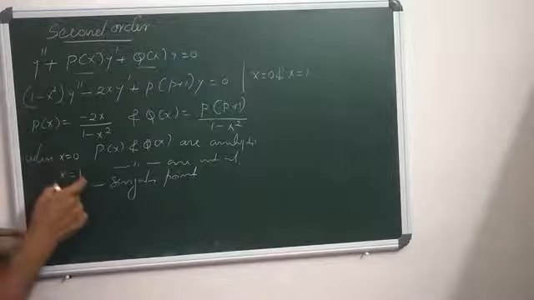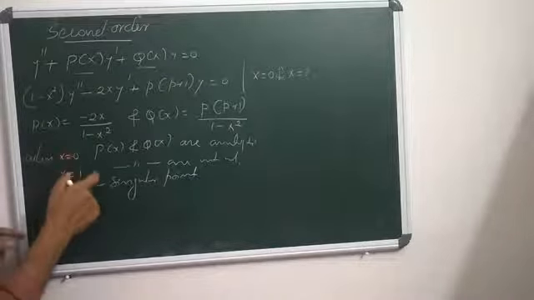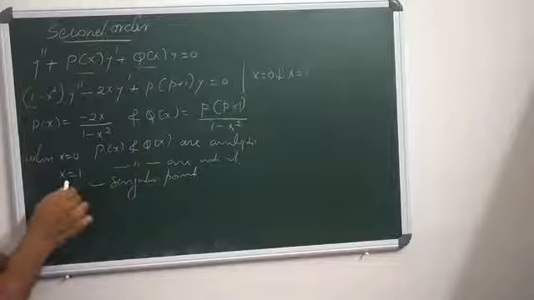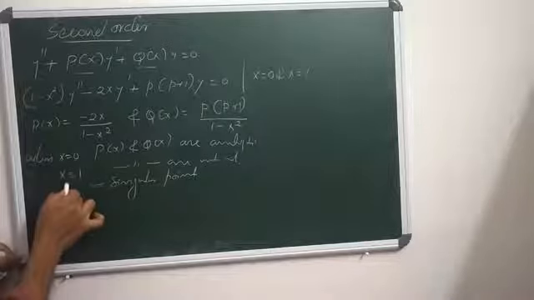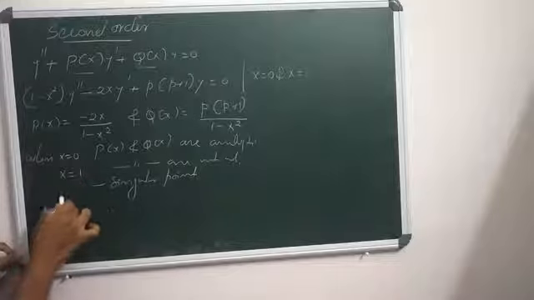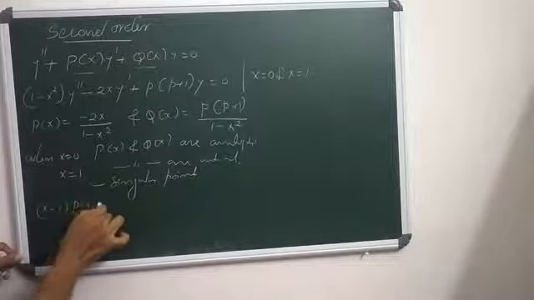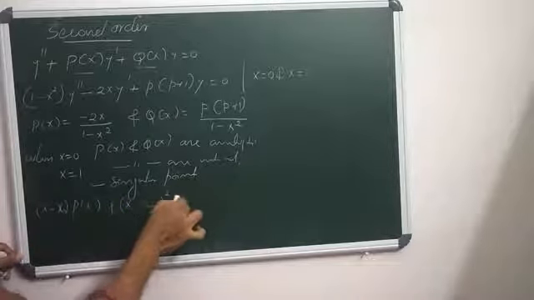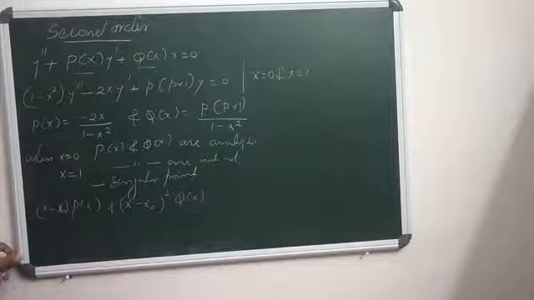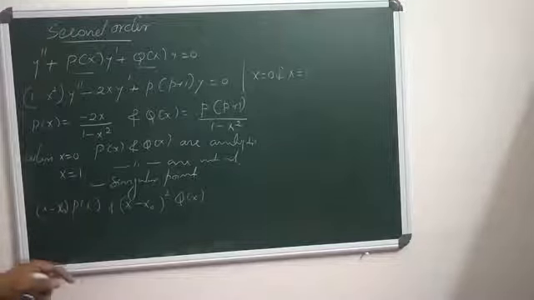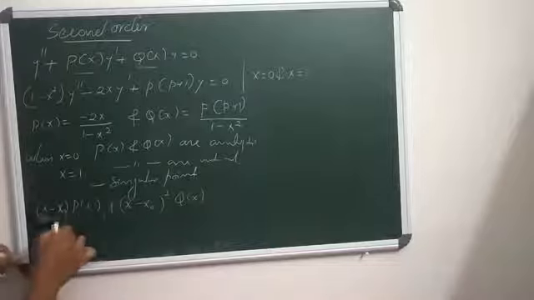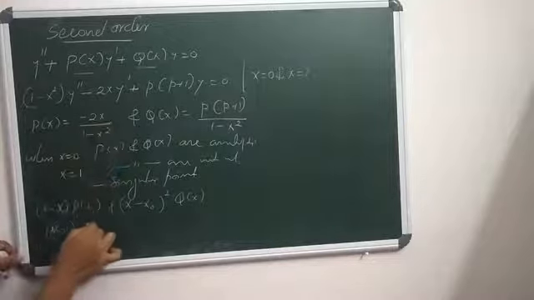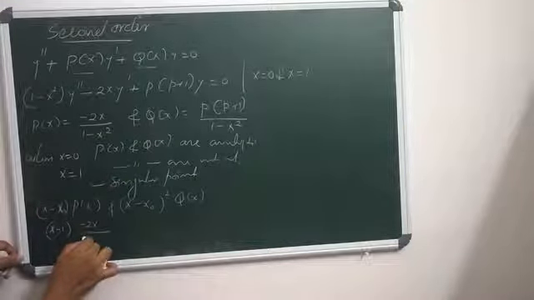When x equals 1 is a singular point, let us again consider the regular singularity or irregular singularity of this one. For checking the regular singularity, consider x minus x0. What is x0? 1. So what is x minus x0 into p of x? x minus x0 into p of x and x minus x0 whole square into q of x. If both are analytic at x equals x0, then x0 is said to be a regular singular point. Here x0 is 1. So it is x minus 1 into p of x, minus 2x by 1 minus x square.